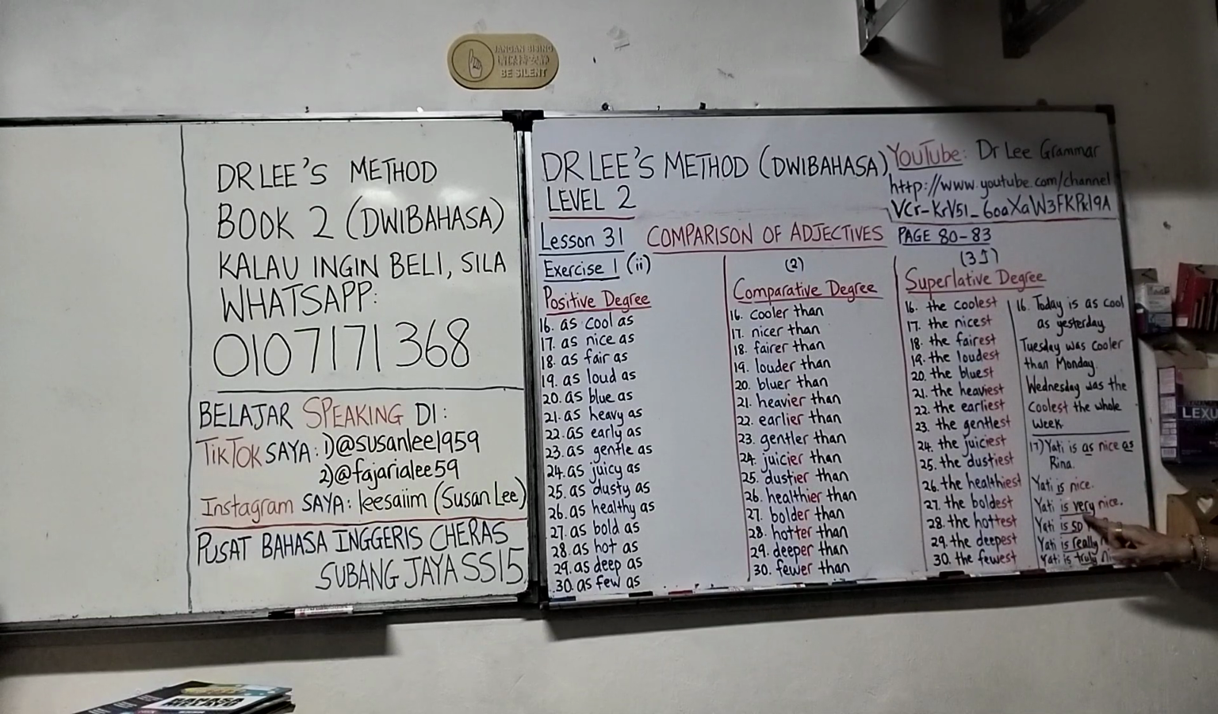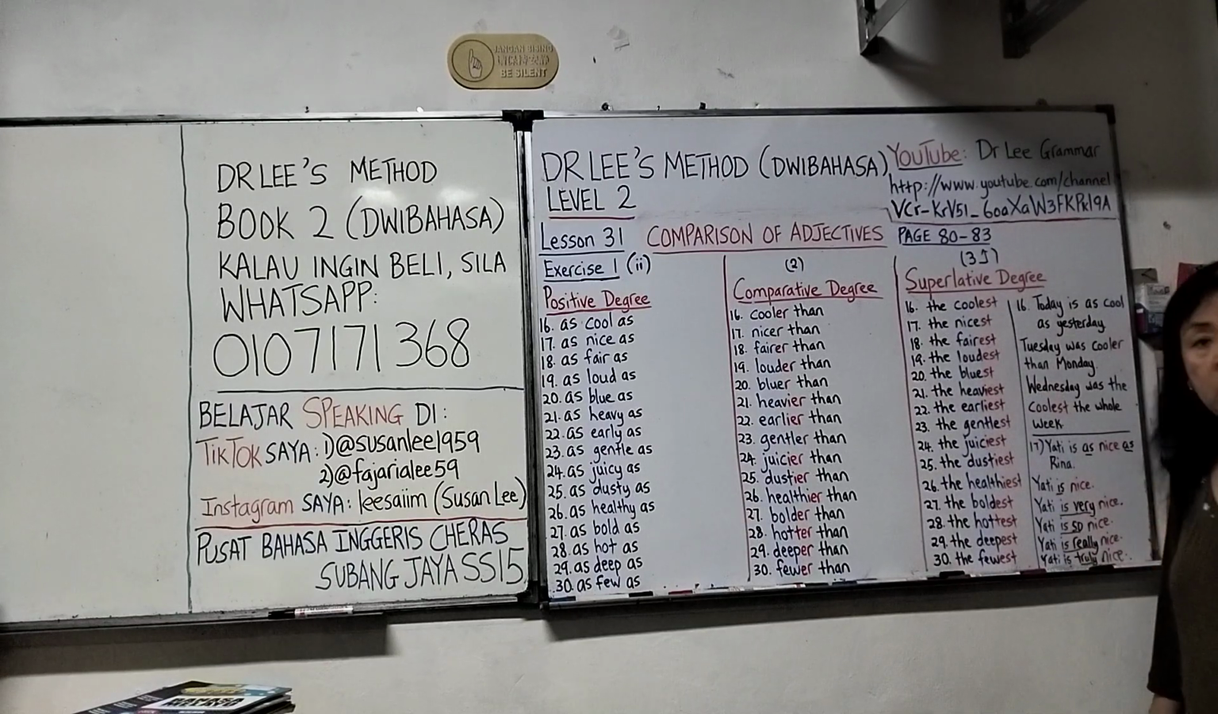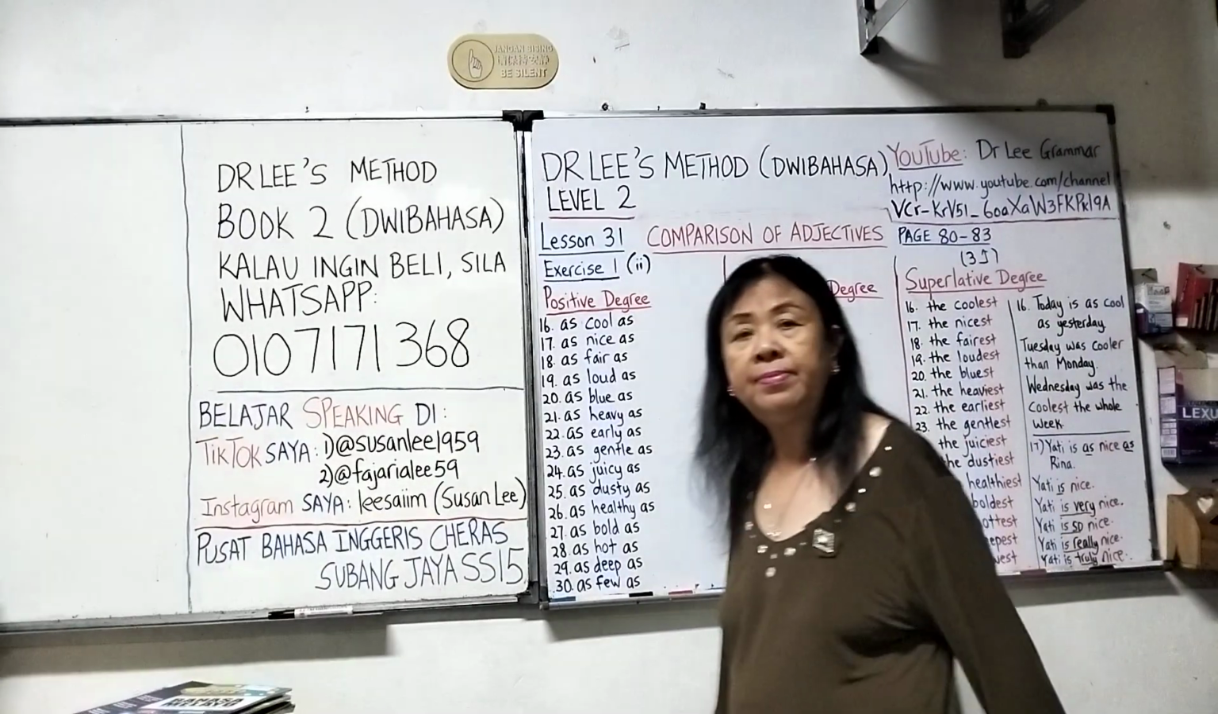You see the word very here? The answer is still the same, positive degree, no addition of er or est. Yati is so nice, so the answer is still the same, positive degree. Yati is really nice, same: really, so, very. Your answer is still the base form of the adjective. Yati is truly nice, same also. The answer is still nice, without adding anything.